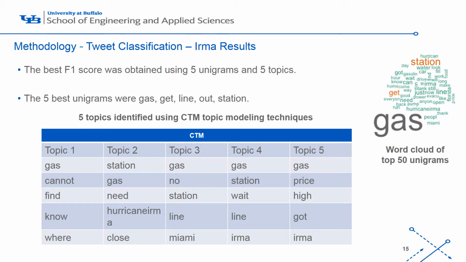In topic 1, it was gas. The words were gas, cannot, find, know, and where. So these are the different topics, the 5 topics, and then 5 unigrams for each of those topics.